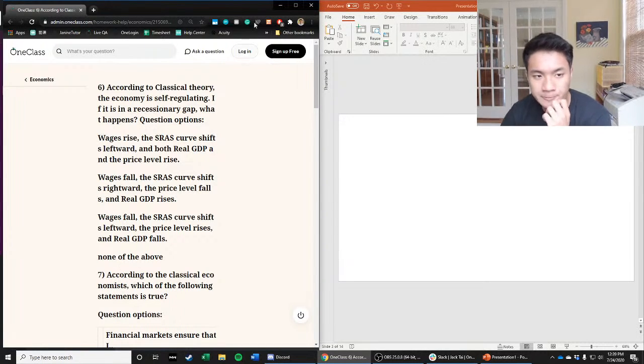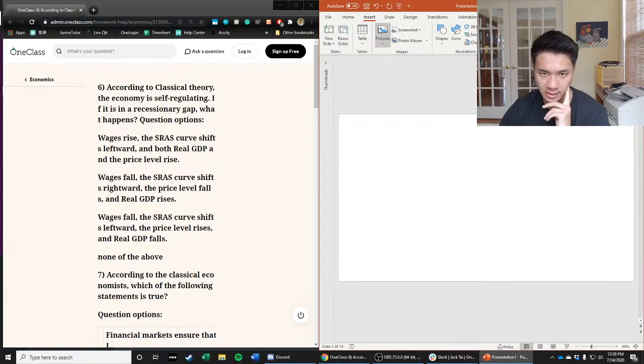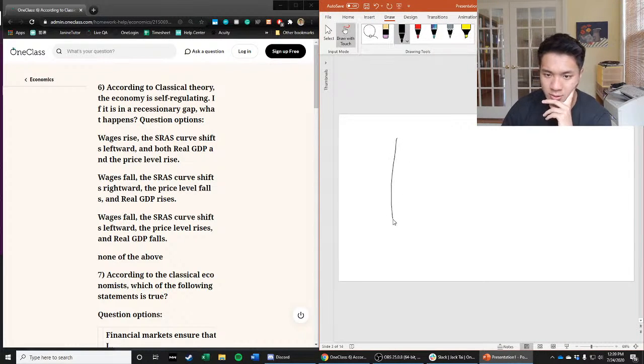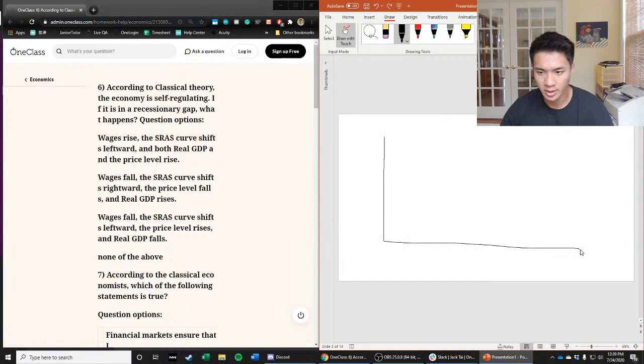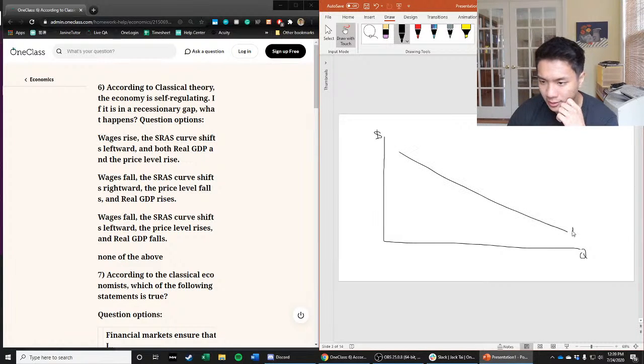So let's break this down. This is going to be testing our knowledge of the dynamic aggregate demand aggregate supply model. Let's draw that out. So let me try to make it a little bit prettier. We still have price level on the y-axis, production on the x-axis. We have our aggregate demand curve. We have our short-run aggregate supply curve. And then at the intersection, this is at equilibrium, you have our long-run aggregate supply curve.